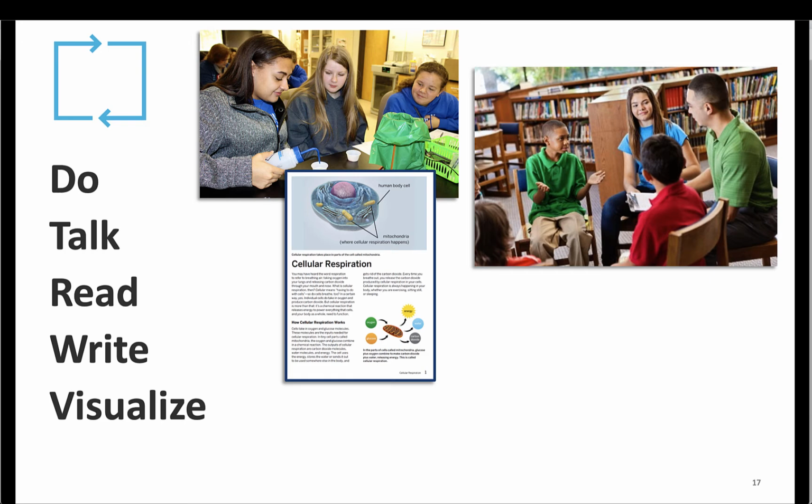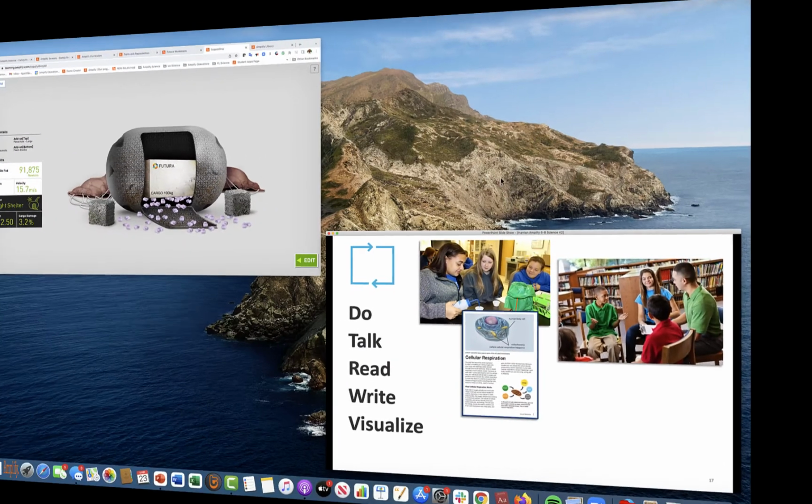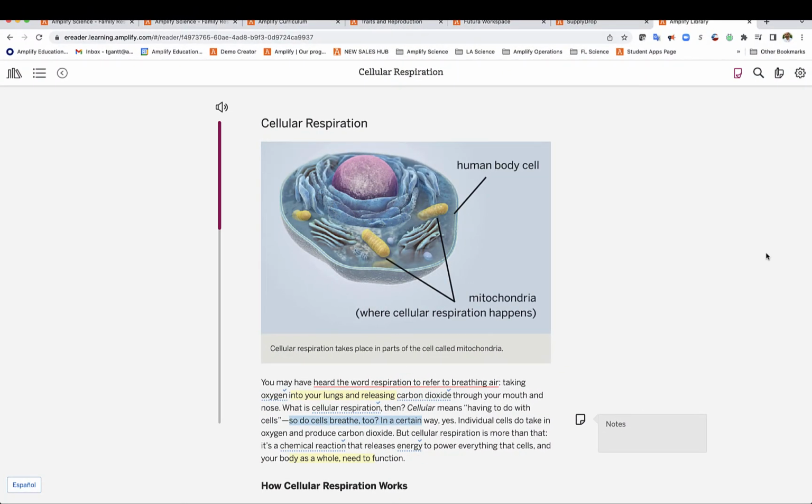I'm going to go to this article here digitally to show you those resources. So here I am in the article, and you'll notice right out the gate at the top, we have a speaker function. If I hit play, cellular respiration. You may have heard the word. An actor will read the text to the student. This will help all learners in understanding the content.